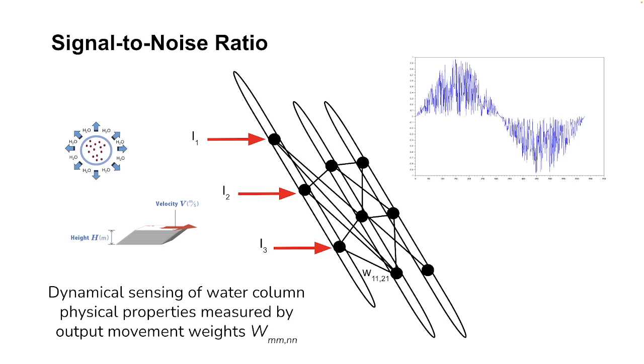We can also look at the signal to noise ratio. One of the reasons I put this noisy signal in is to point out that there is a lot of noise in the environment. And so the ability of the diatom to separate out that signal from the noise, especially in terms of measuring forces or measuring chemical inputs, is important. So there's this dynamic sensing of the water column, the physical properties measured by output movement weights. When there's an input, again, there's a lot of noise to that input. Can this information processing network separate the signal from the noise and operate on the signal?